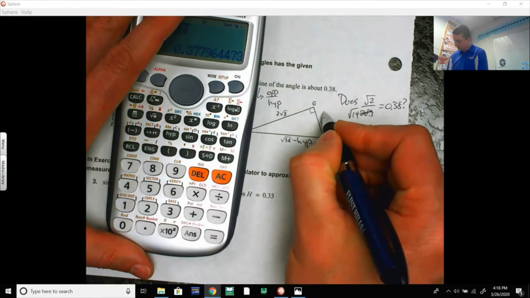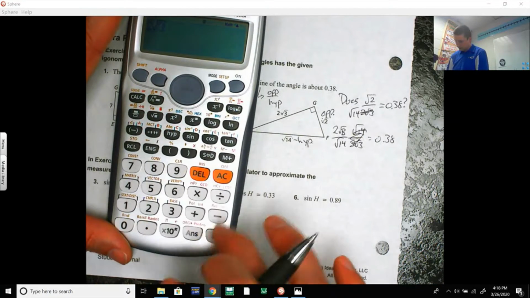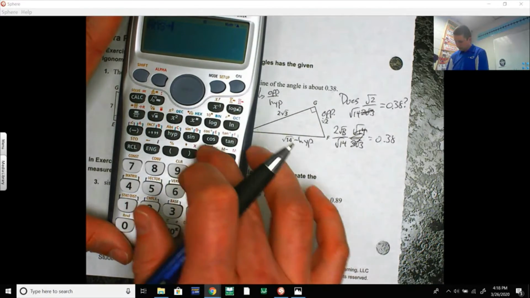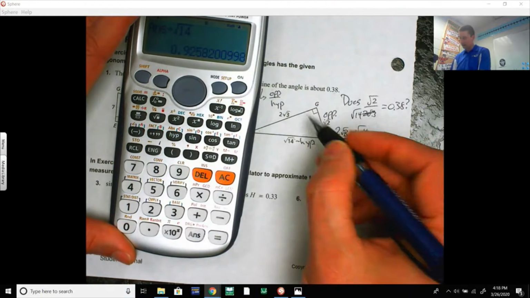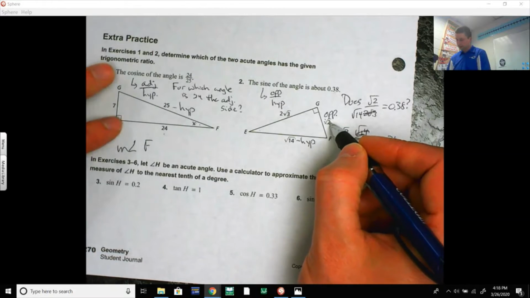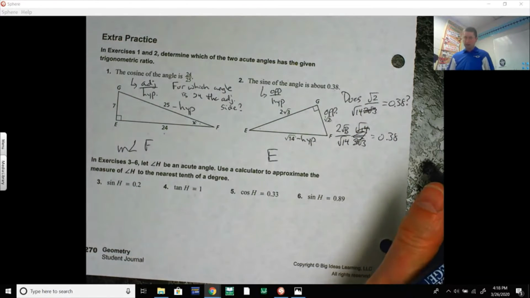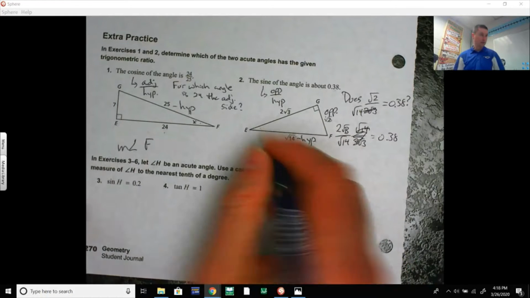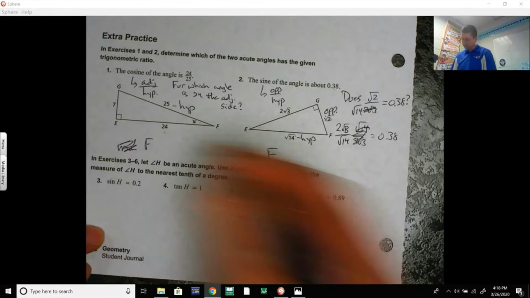This one should be the opposite side. Let's just check 2 root 3 divided by the square root of 14, 0.925. So yeah, this is not the opposite side. This one has to be the opposite side, which means we are finding angle E. Okay, and you just type in the letter on your assignment. So just type E, you don't need the measure of the angle.